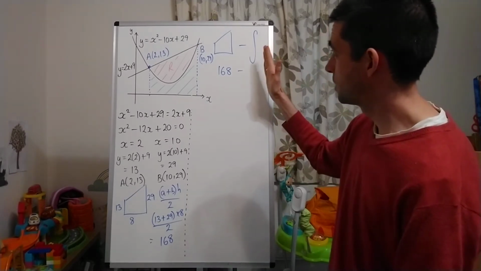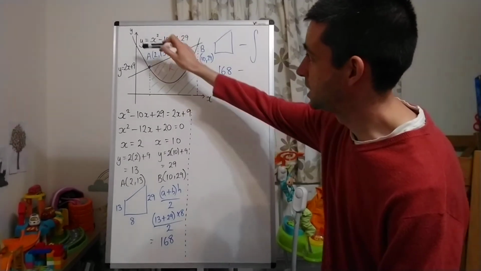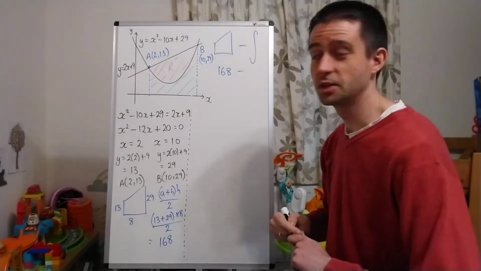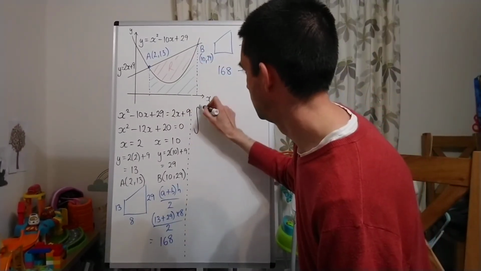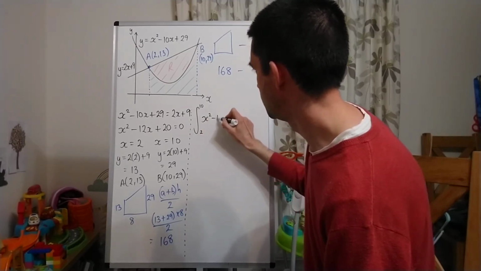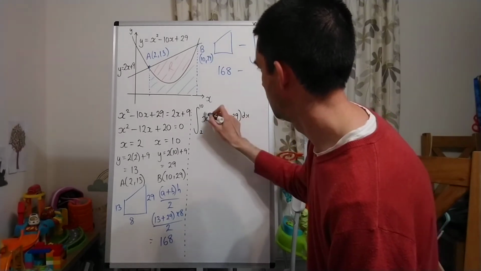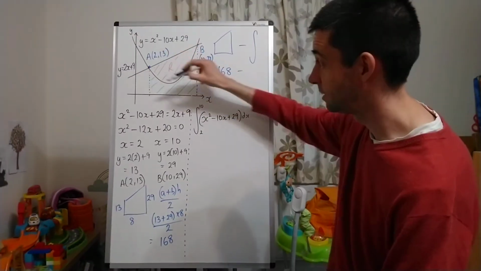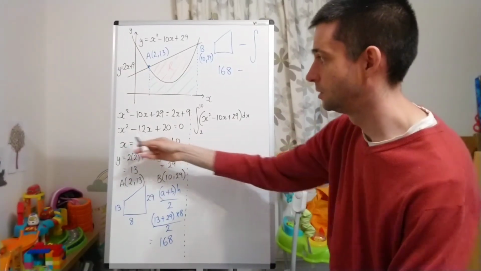Now, integrate, I'm trying to find the area of this bit that I've shaded in green. So I'm going to be integrating the equation of this curve, x squared minus 10x plus 29, between the x limits of 2 and 10. So upper limit 10, lower limit 2, and it's x squared minus 10x plus 29 with respect to x. Again, remember integrating the equation of the original curve, because that's the area I want to find between the curve and the x-axis. Don't start integrating this.